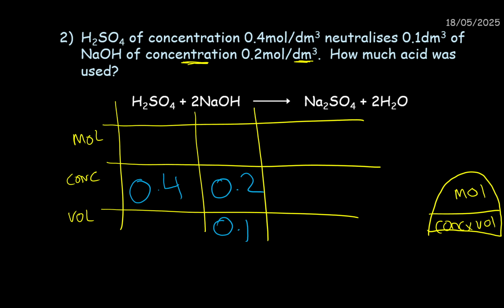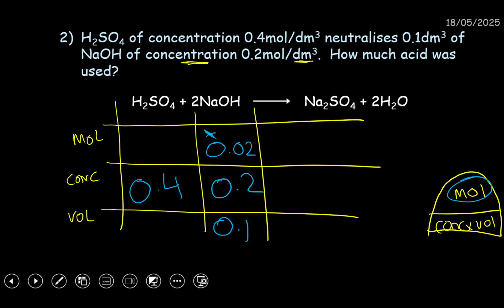Now look, once you've filled out the table, it's pretty straightforward. You just go about filling the boxes. We want to calculate moles here. If we have a look at our equation, you multiply them, 0.2 times 0.1. So that's going to be 0.02. We've got the moles. Now we want to find out how much acid was used.